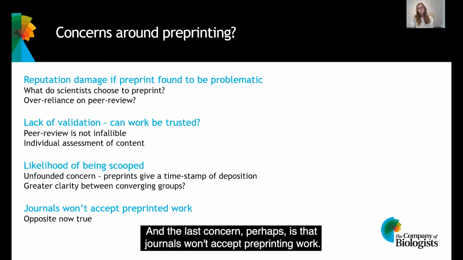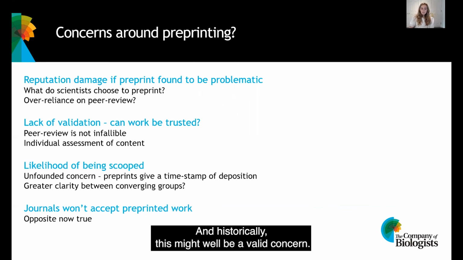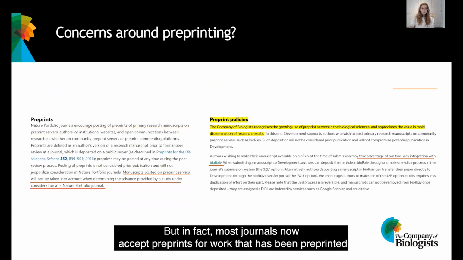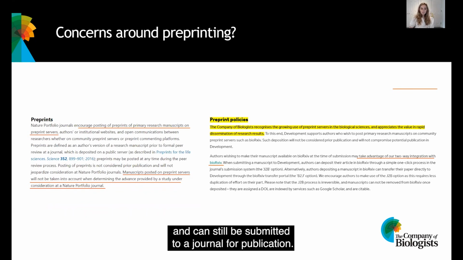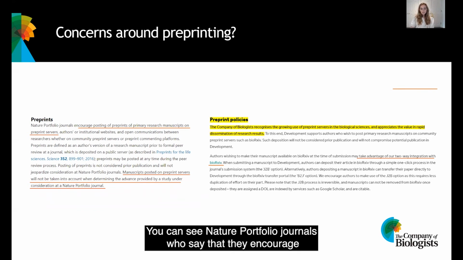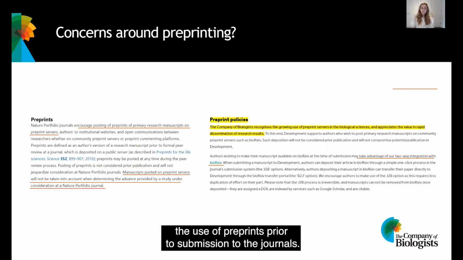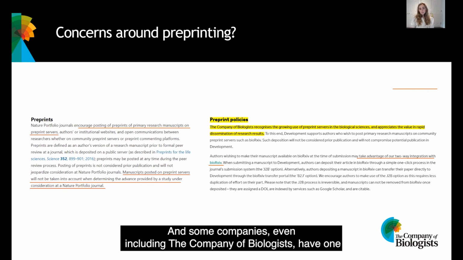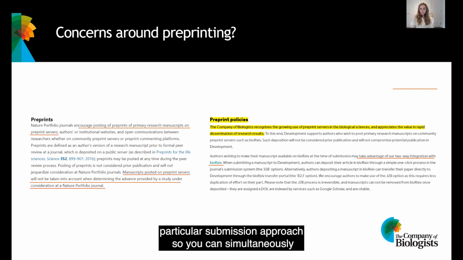And the last concern perhaps is that journals won't accept preprinted work. Historically, this might well have been a valid concern. But in fact, most journals now accept preprints, and work that has been preprinted can still be submitted to a journal for publication. You can see here I've just put two examples. On the left, Nature portfolio journals say that they encourage the use of preprints prior to submission to their journals. And some companies, including the Company of Biologists, have a one-click dual submission approach. So you can simultaneously submit your manuscript to a preprint server, as well as submitting it for publication in the journal at the same time. So we're really seeing a unification of preprinting work that you're also looking to publish more traditionally or more formally in a journal.